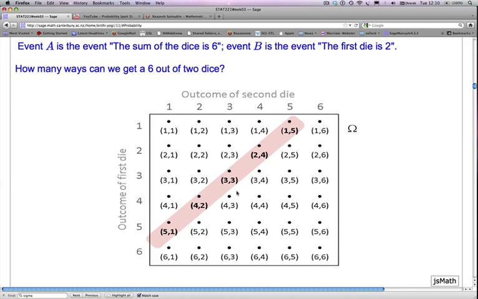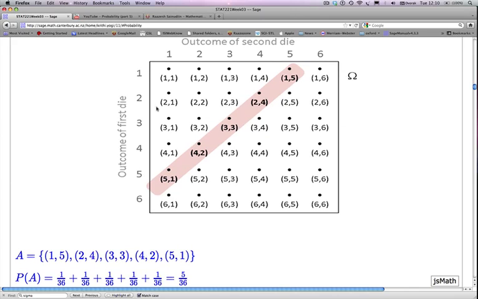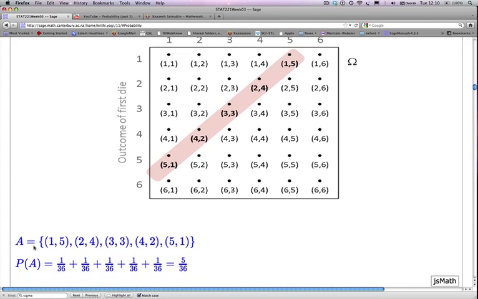That's what's depicted in this picture, where we're plotting the outcome of the first die this way and the outcome of the second die that way. So A is simply the event, which is nothing but the set of outcomes. Here outcomes are denoted by ordered pairs because it's a rolling 2 dice experiment. So (1,5), (2,4), (3,3), (4,2), and (5,1). So A is this set of outcomes.